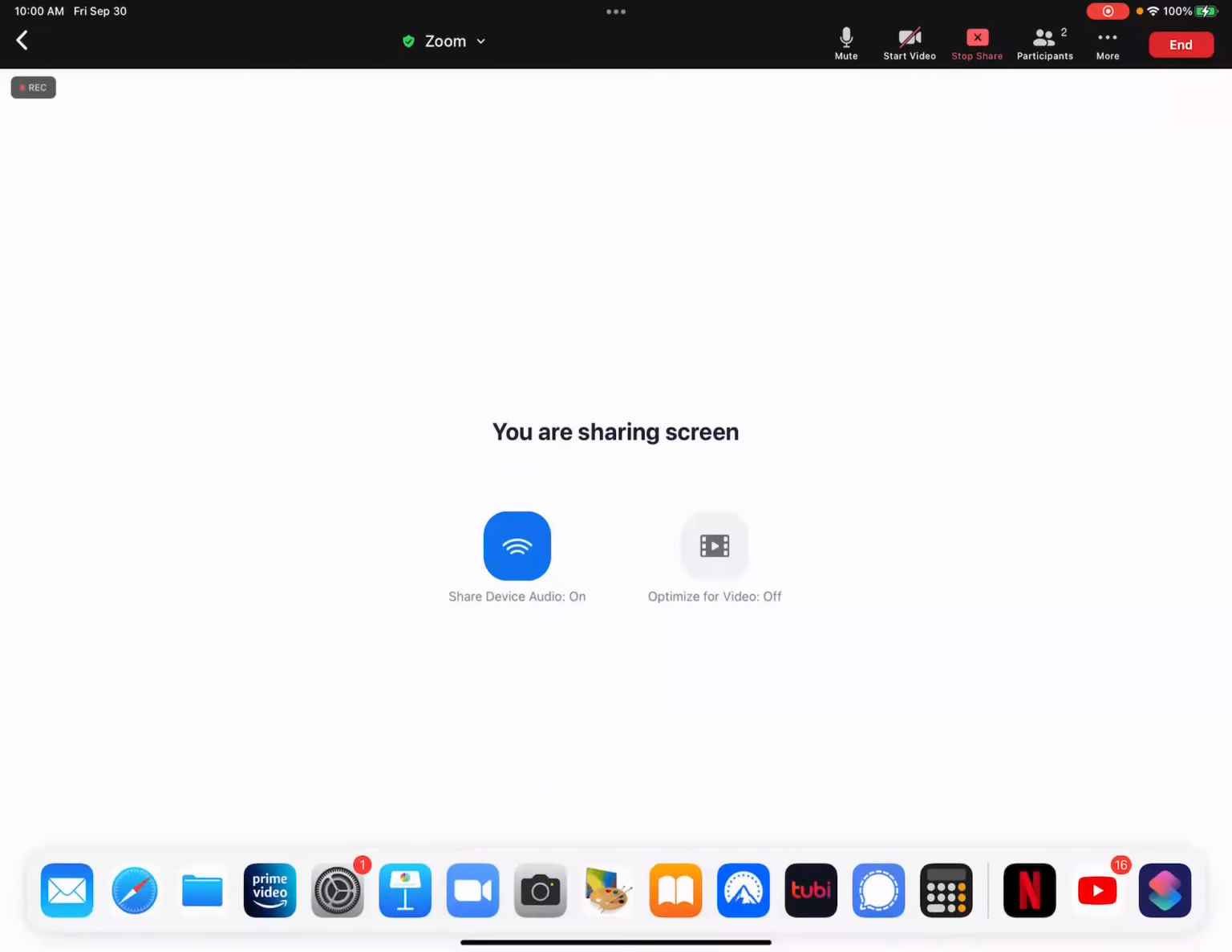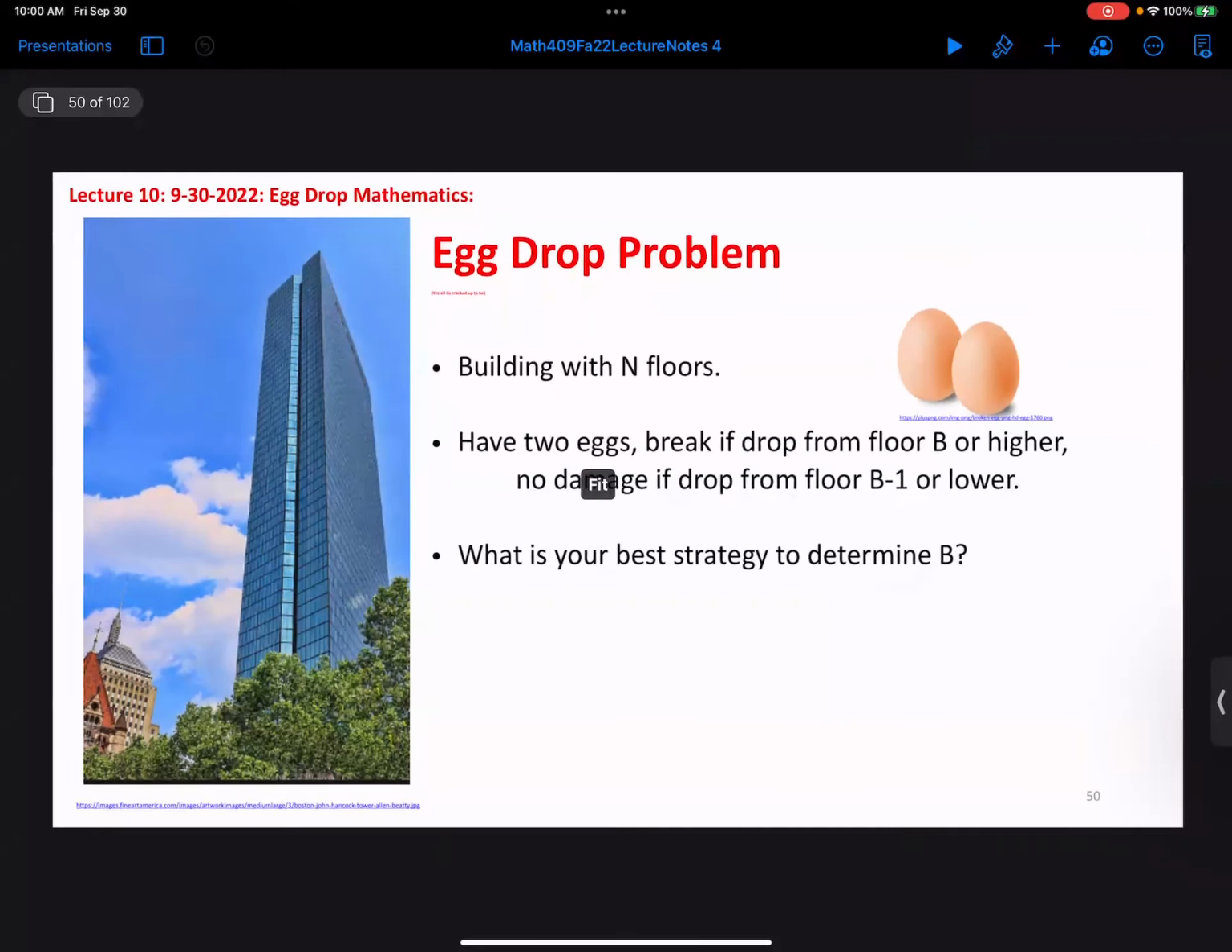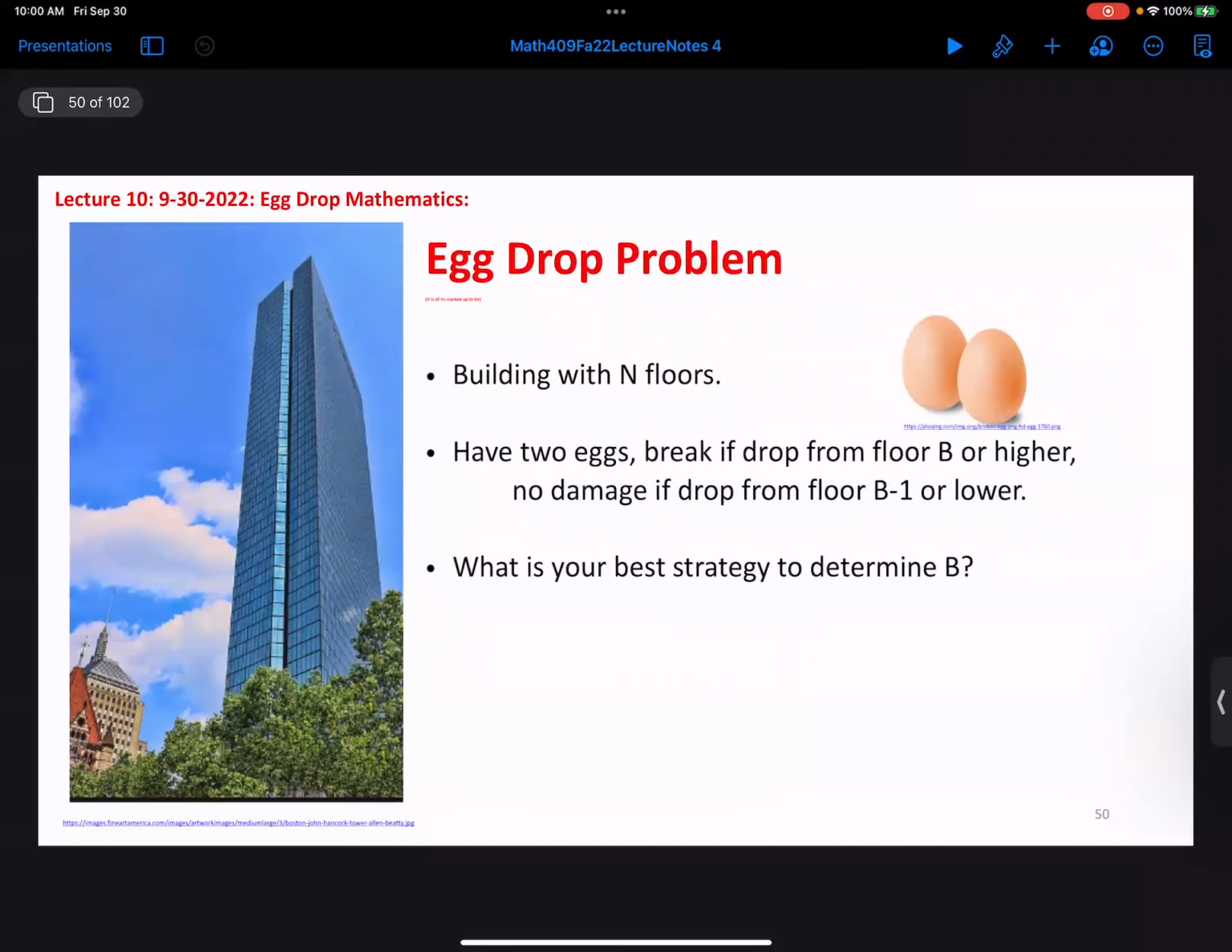Okay, so welcome to Math 409 problem solving. What I want to do today is the egg drop problem. Has anybody here seen this problem before? All right, if you've seen the problem, you are unfortunately not allowed to play for the beginning of the class. You can play later, because I want to try to do a twist.